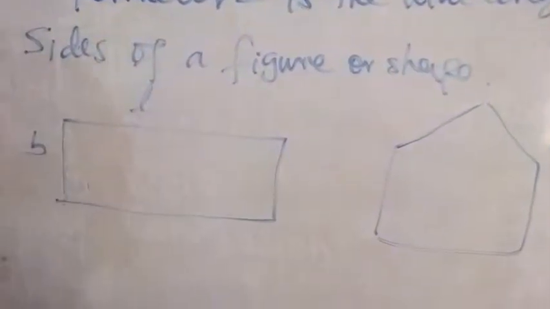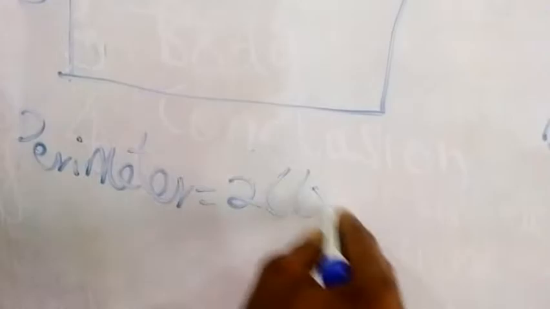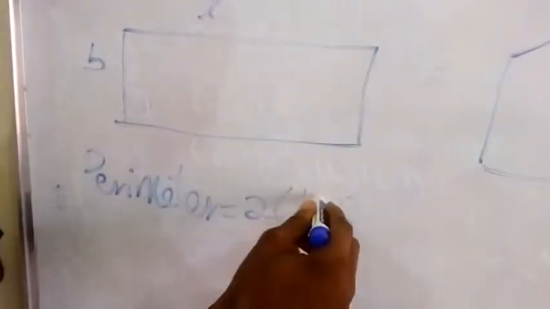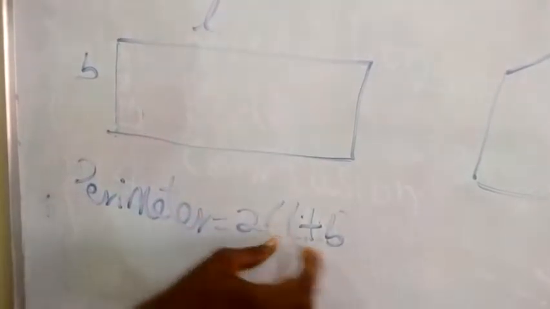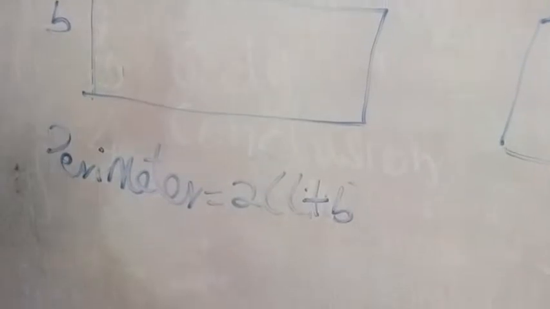But for a regular shape, we apply the formula. For a rectangle, it is 2 into bracket length plus breadth. Now we sum our length to our breadth and we multiply our result by 2 to get the perimeter of a rectangle.